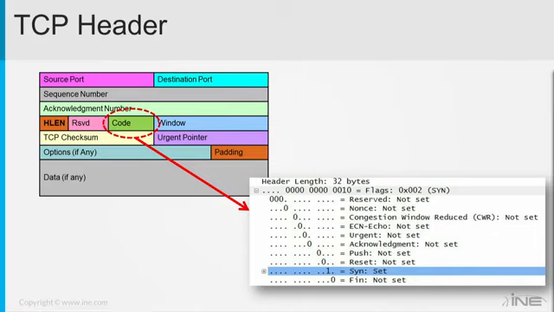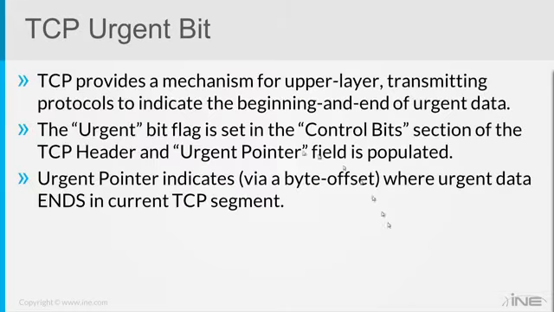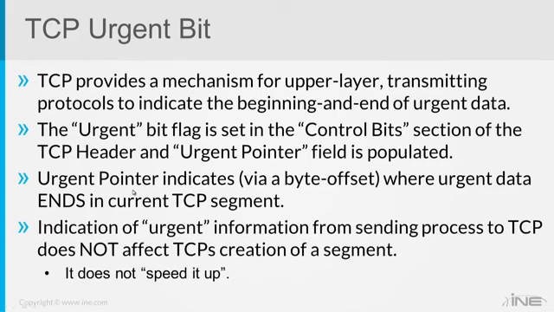Let's go back to where we were. So the urgent pointer indicates via a byte offset where the urgent data ends in the current segment. Where it ends in the current segment. And it does not affect the creation of a segment.